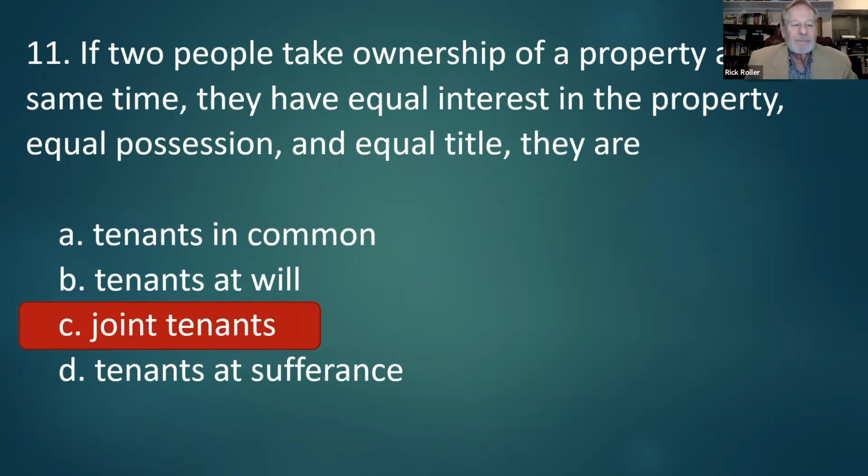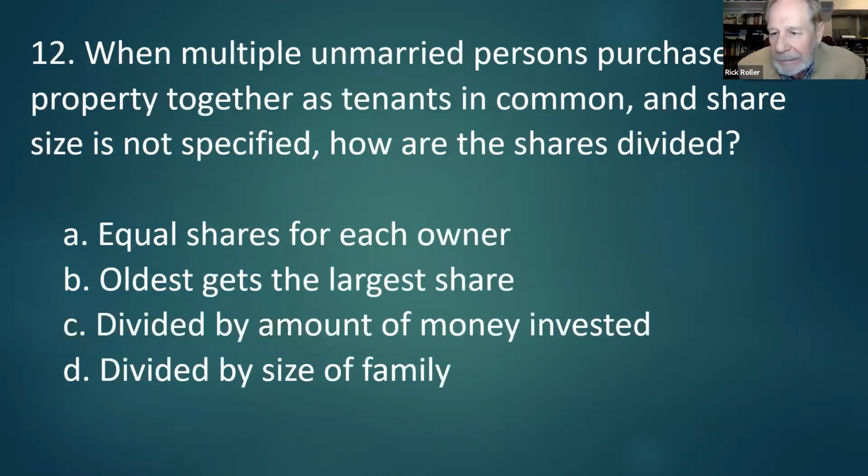Let's look at number 12. If you don't know it, you know it now. Okay, let's look at number 12. When multiple unmarried persons purchase a property together as tenants in common and share size is not specified, how do we divide up the shares? Well, if there's 4 owners and they're taking it all as tenants in common, then what the law will surmise, because it doesn't define it, is that they're equal shares for each owner. So they'd be 25% each. 3 owners, 33 and a third, that kind of thing.